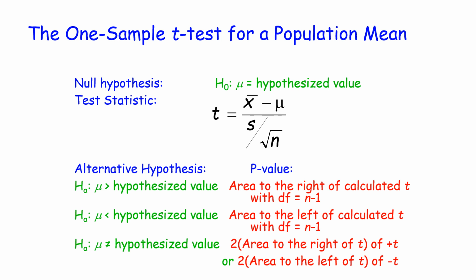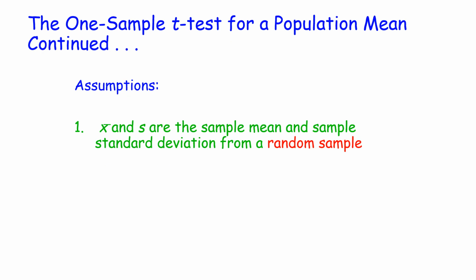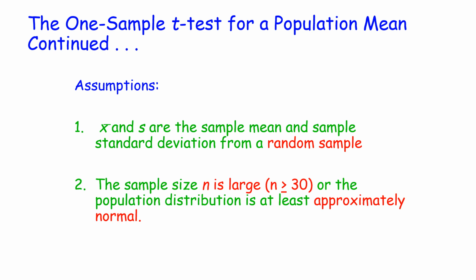And if in our alternative hypothesis we have that mu is not equal to the hypothesized value, then we'll have 2 times the area to the right of t for a positive t, or 2 times the area to the left of t for a negative t. Our assumptions: that x bar and s, which are a sample mean and standard deviation, come from a random sample. Second, that the sample size n is large, meaning n is greater than or equal to 30, or that the population distribution is at least approximately normal.